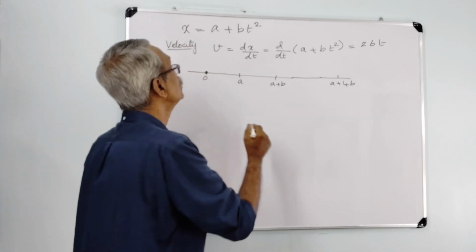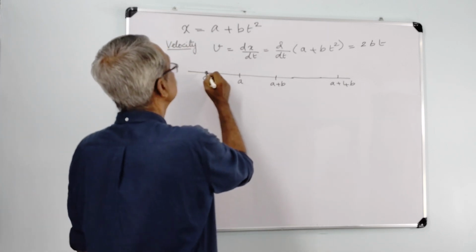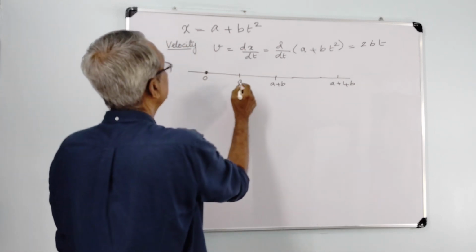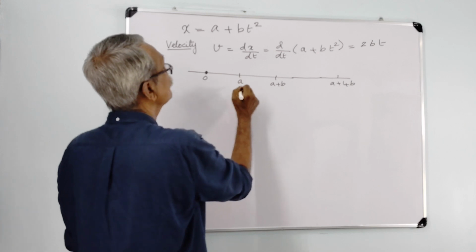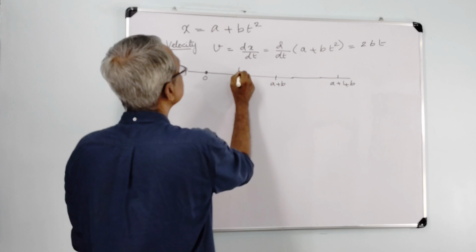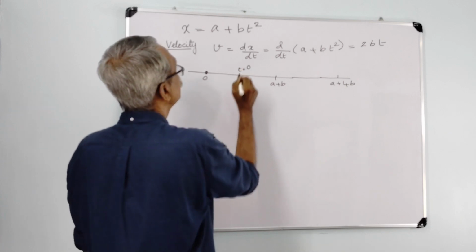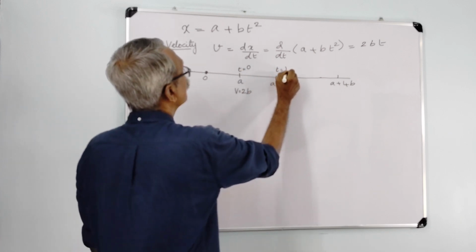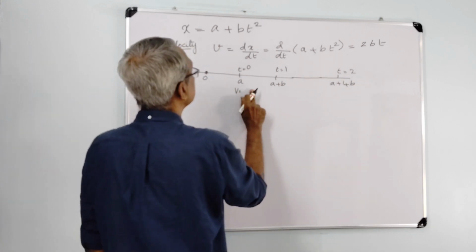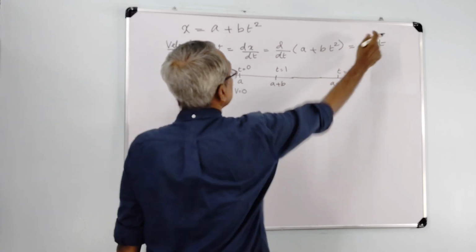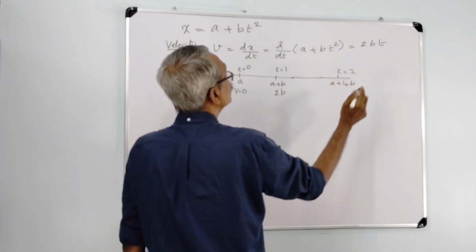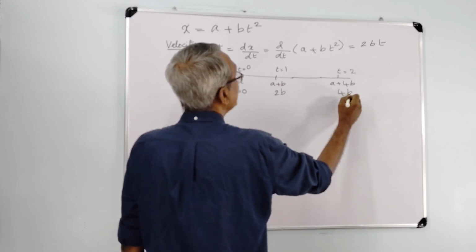At t equal to 0 seconds, the particle is at a, and at this point the velocity is 0. This is t equal to 0, this is t equal to 1, this is t equal to 2, like that. At t equal to 1, this velocity will be 2b. Here t is equal to 2, therefore this velocity will be 4b, like that.